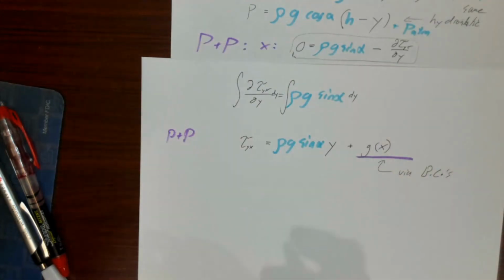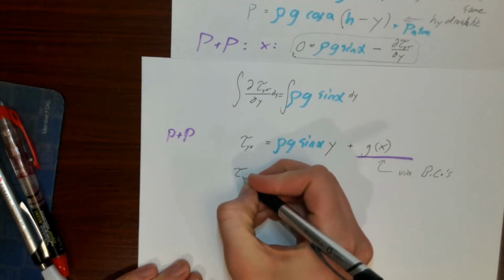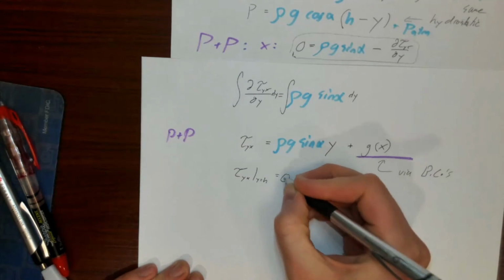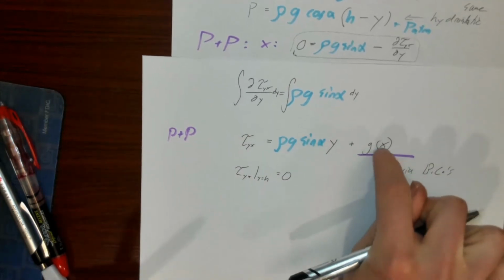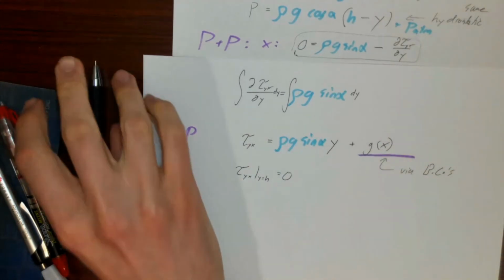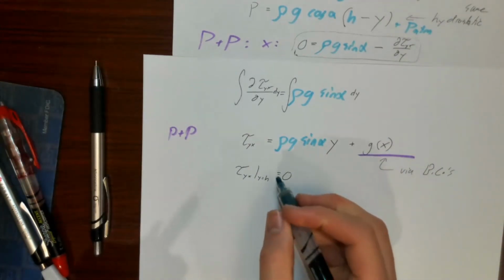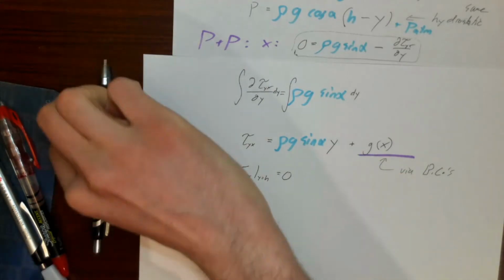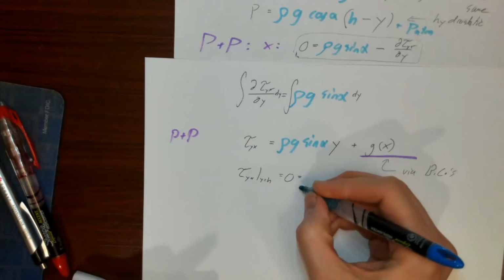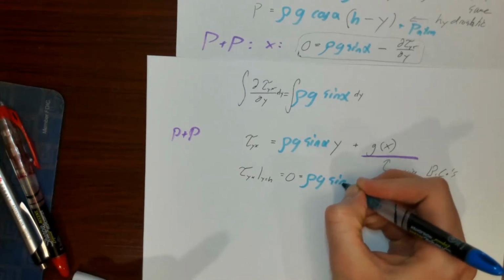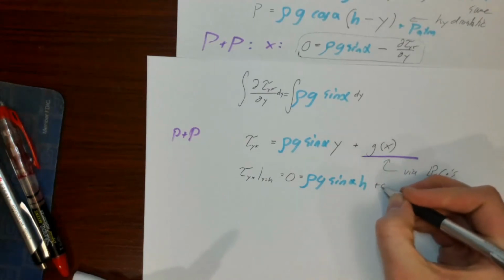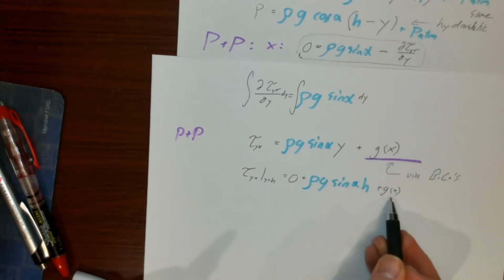So what does this mean? Put a little bit more formally, we'd say tau yx evaluated at y equals h has got to be equal to 0. And this is going to help us resolve this as yet unknown g of x. So what does it mean? Well, when we have this expression, we end up with rho g sine alpha h plus g of x needs to be equal to 0.